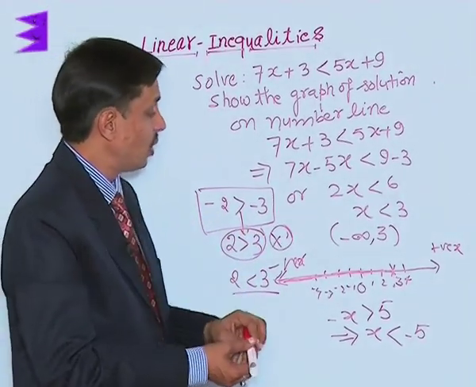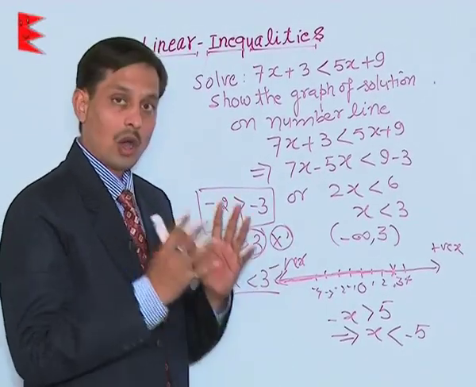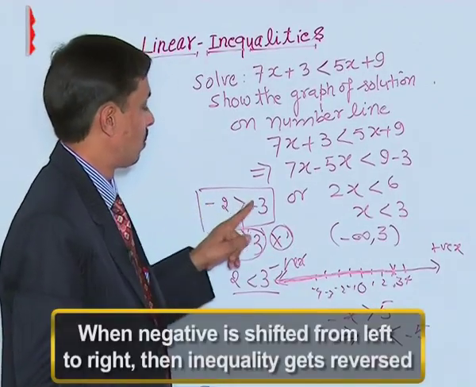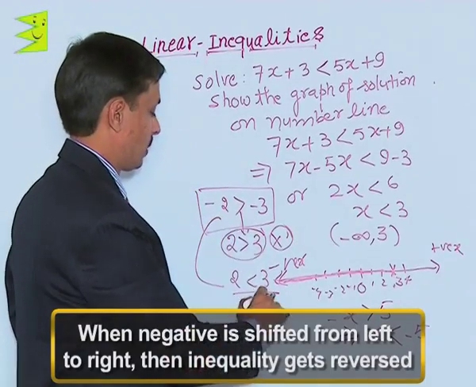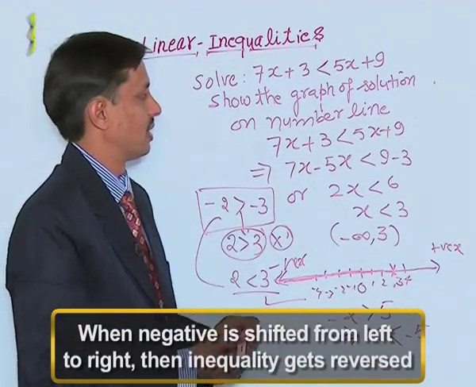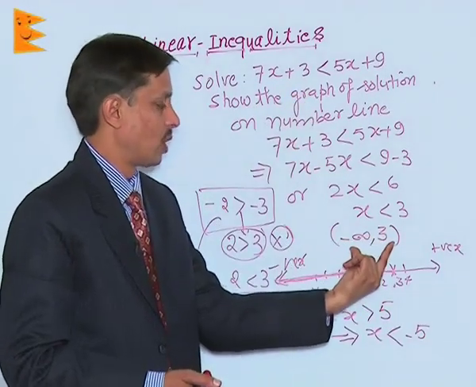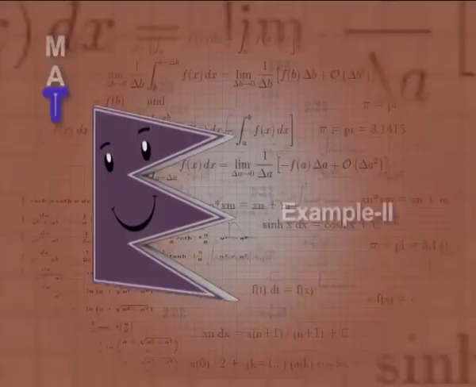So ultimately you need to always remember, whenever you solve problems of linear inequality, that when the negative is shifted from left to right, the inequality gets reversed. This is the correct answer. So this is the way this set of solutions is represented on the number line.